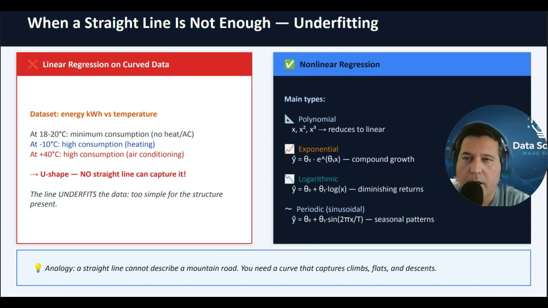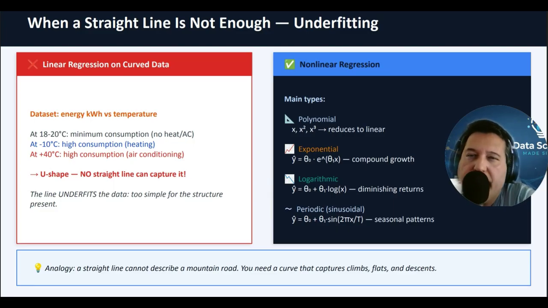When a straight line is not enough. If we analyze buildings, for example, energy consumption against the outside temperature, we notice a U-shaped pattern. At 18 to 20 degrees, consumption is at its minimum, but it rises sharply both in the cold for heating and in the heat for air conditioning.